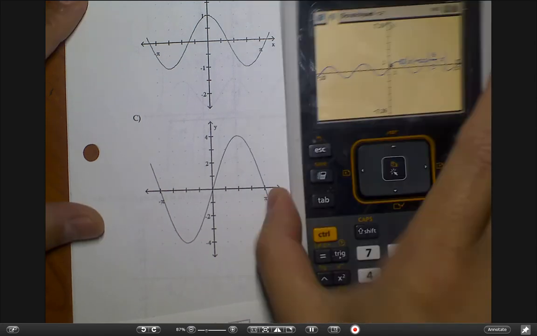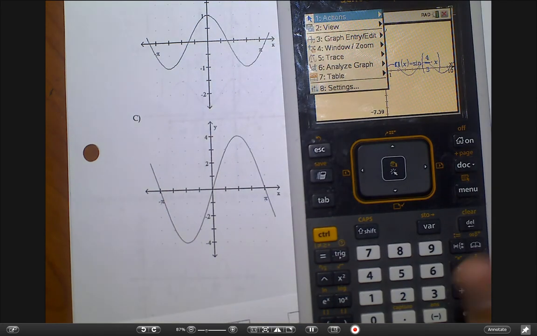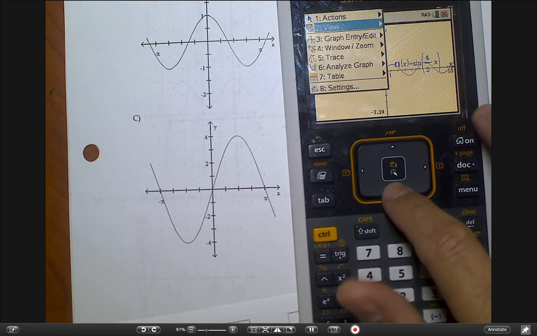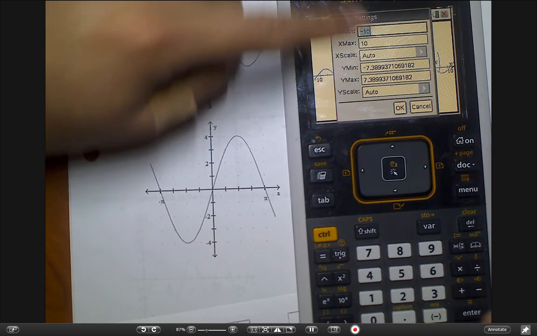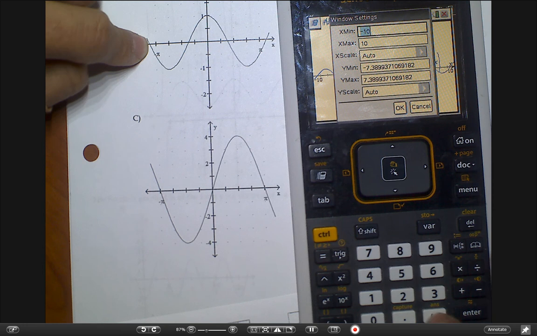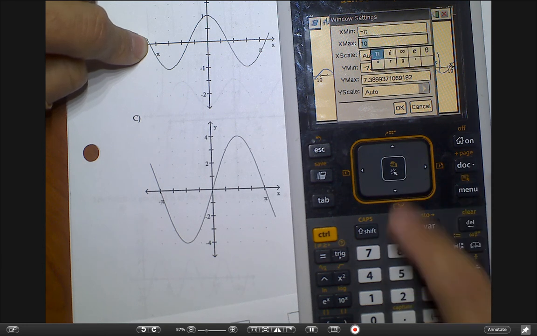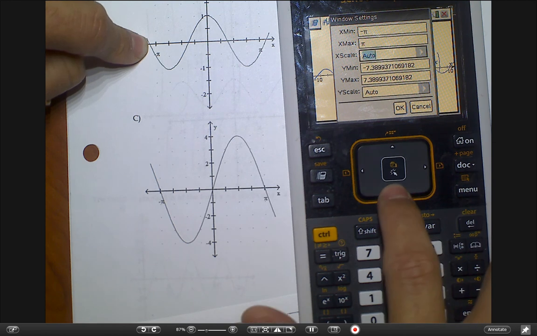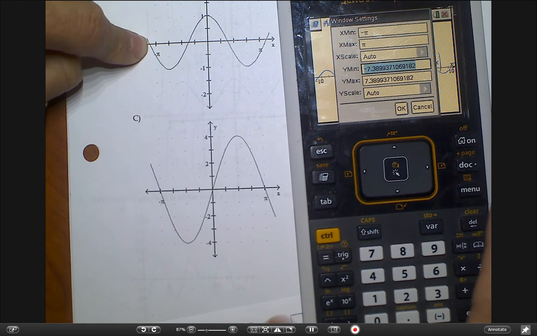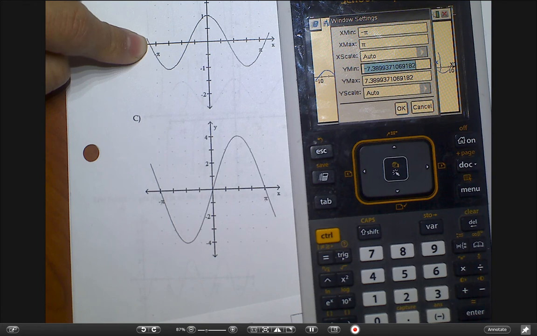So we're going to go ahead and change my window. Menu. Go to window settings. So my x min, how far to the left? That's negative pi. X max is positive pi. It's on your graph. Now, what's the y min? We keep it at that. What's the y min? 2 or negative 2.